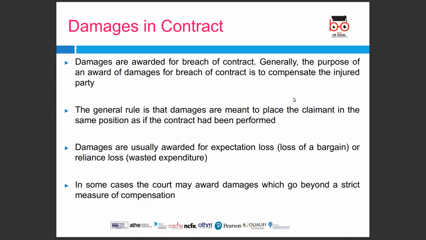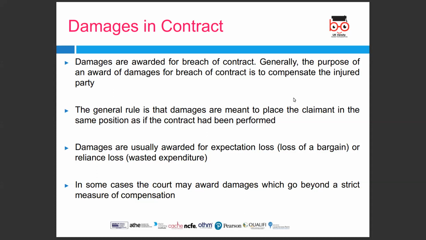Damages in contract law, as we've explained, is a legal remedy available for breach of contract. Damages are an award of money to compensate the innocent party, and the primary purpose of damages in contract law is to place the injured party in the position they would have been in had the contract been performed.